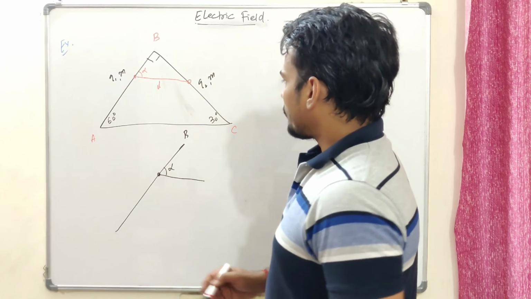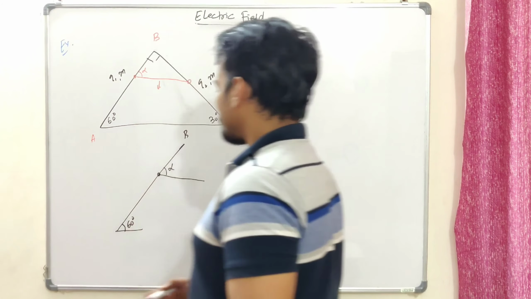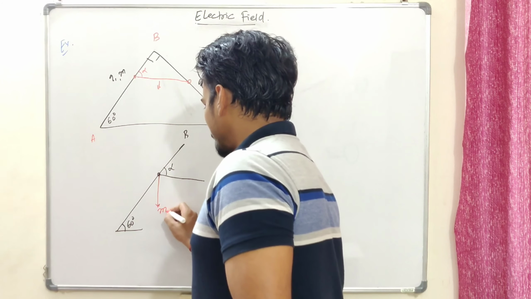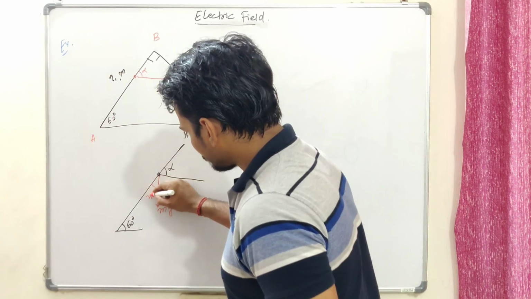Now this angle is 60 degree. Okay, this angle is 60 degree. Let us try to put all the weights, all the forces over here. The first is your mg vertically downward. Let's say mg. If it is 60, this is going to be 30 degree.